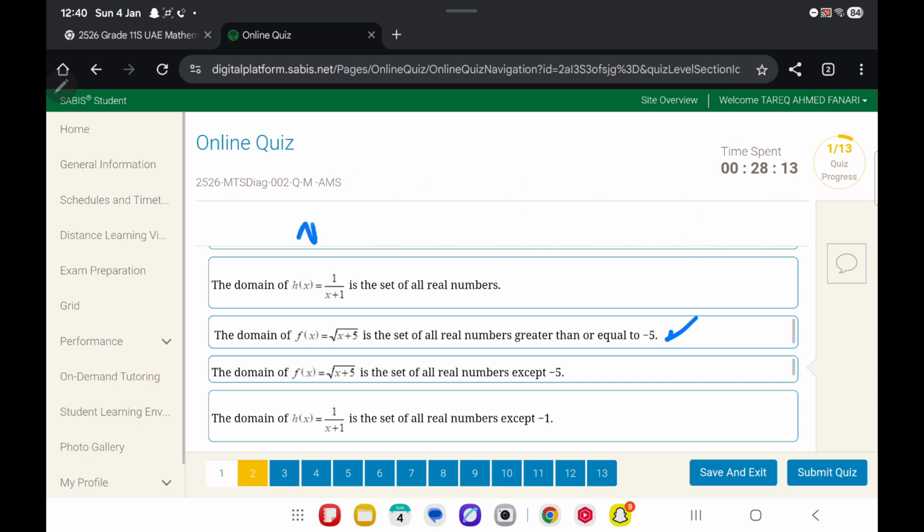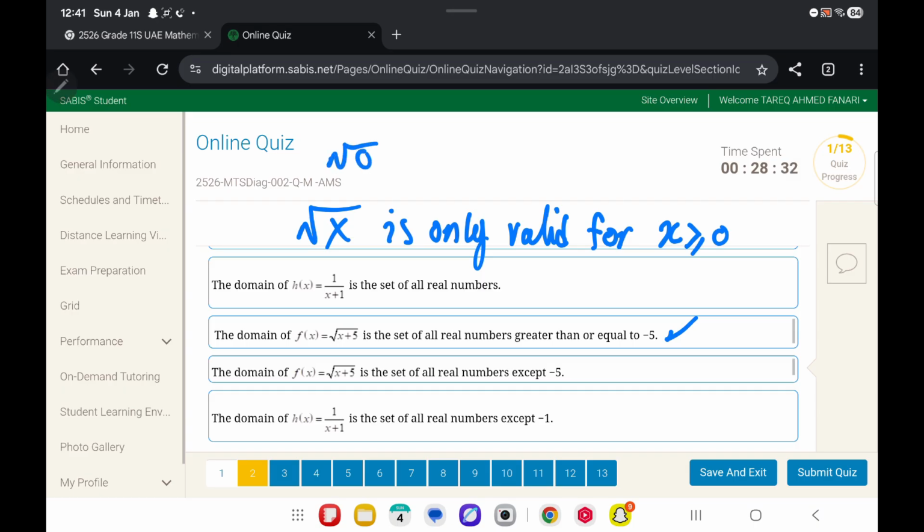First of all, you know that radical x is only valid for x greater than or equal to 0, right? Because you can have radical 0. You can have any number equal to or greater than 0. Radical 0 is 0. Do it on your calculator. You won't get undefined, you'll get 0.